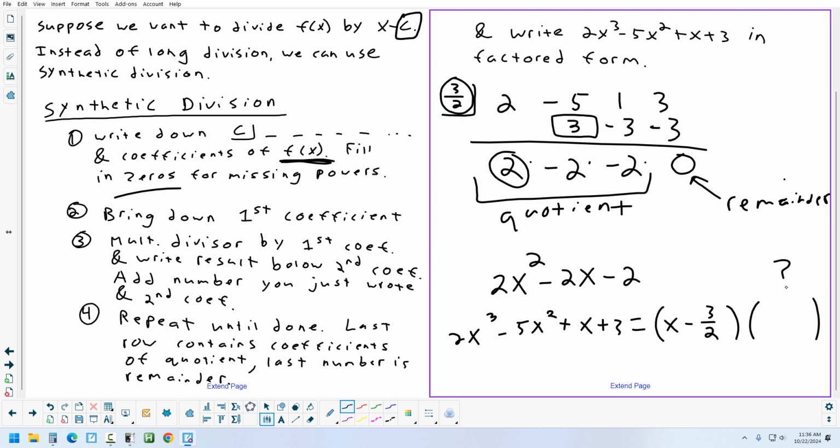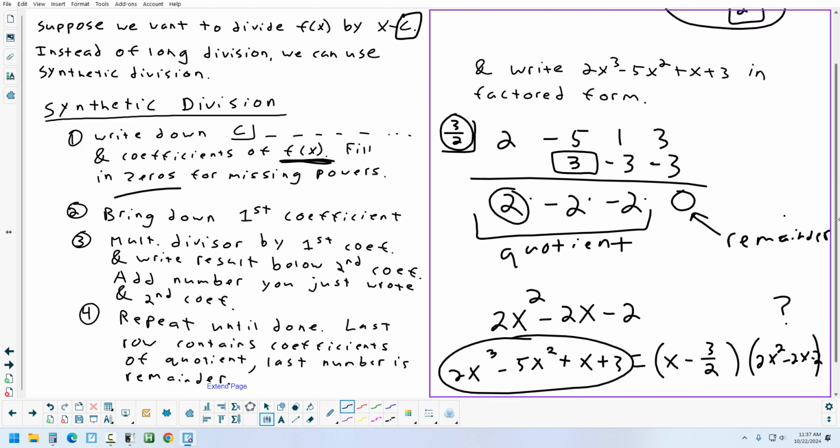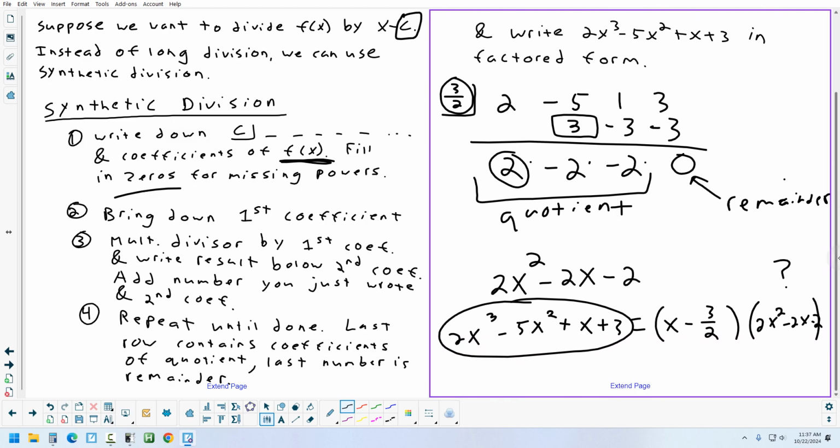This is kind of like what we did yesterday. What would be the other factor? That side divided by x minus 3/2. To figure out the question mark, you would have to take this and divide by x minus 3/2. But that's exactly what we just did. So based on what we just did, what is the other factor? 2x squared minus 2x minus 2. Yes. So it takes a little bit of getting used to the synthetic division, but it's a lot faster when you can use it.